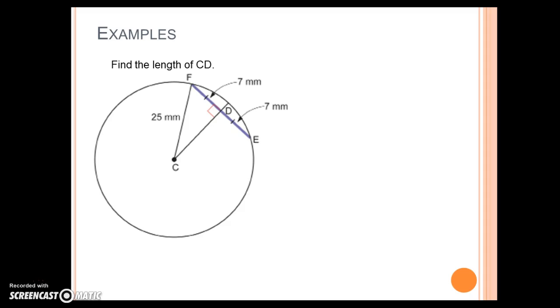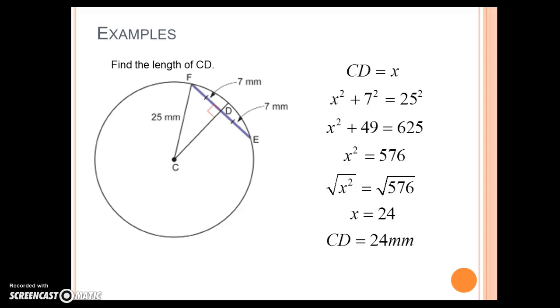Find the length of CD, which is a right triangle, if you look at that. So we're going to call CD x to make it easier. We're going to use the Pythagorean theorem. 25 is the hypotenuse. 7 is one of the sides. So we get x is 24, or CD is 24, because we know it's a right angle.